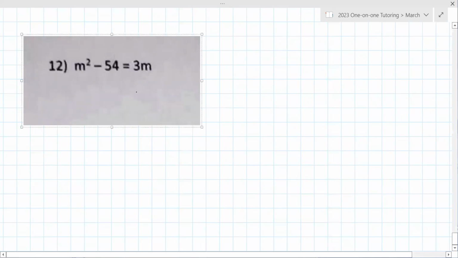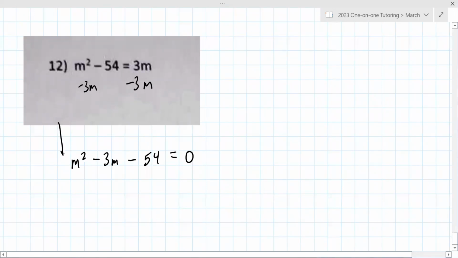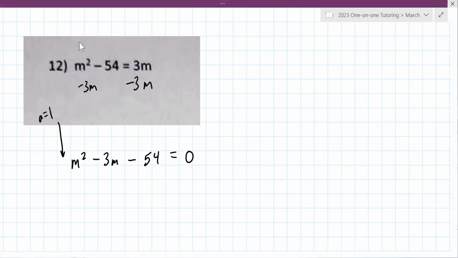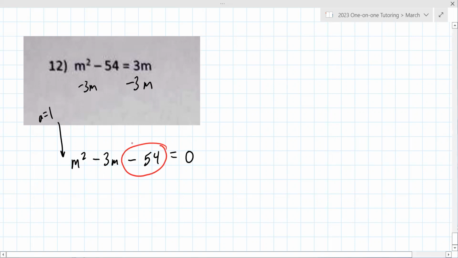All right, so we're going to subtract 3m from both sides. M squared minus 3m minus 54 equals 0. So notice when you subtract, you can't combine it with anything, you get the 3 terms. There's a 1 in front of the m, that's the a equals 1. So just like in the last problem, you look at that minus 54, and you got to find all the possible numbers that multiply to minus 54. You're looking for the one that adds to minus 3.